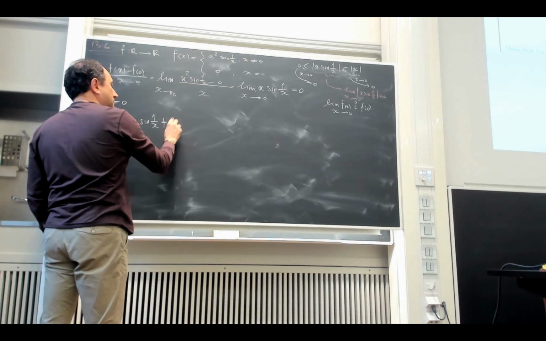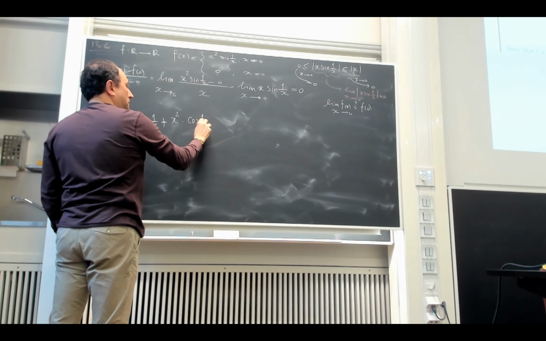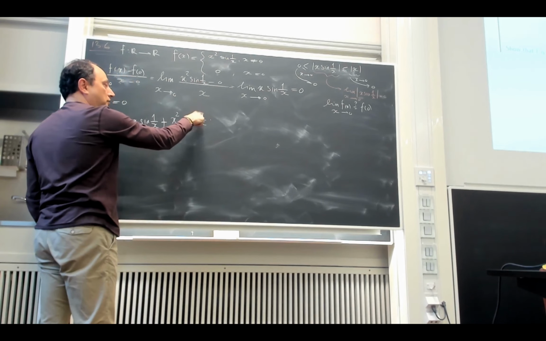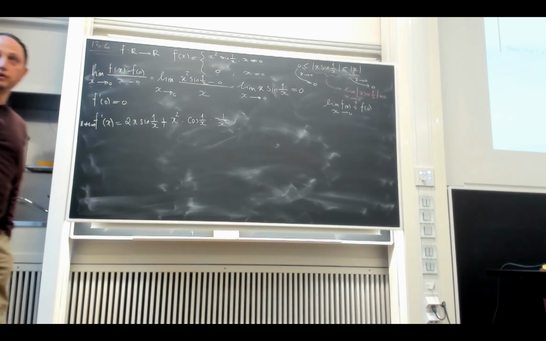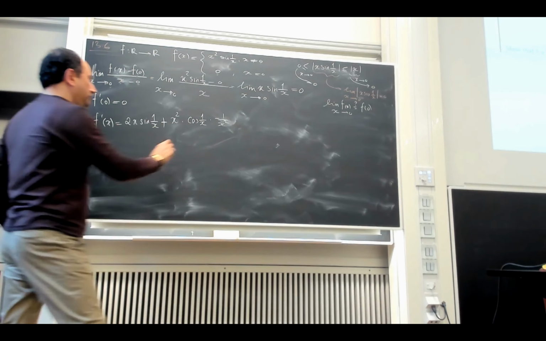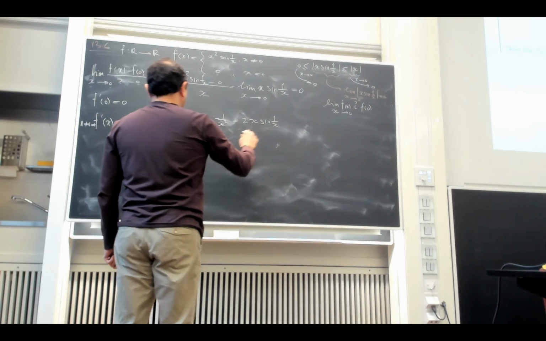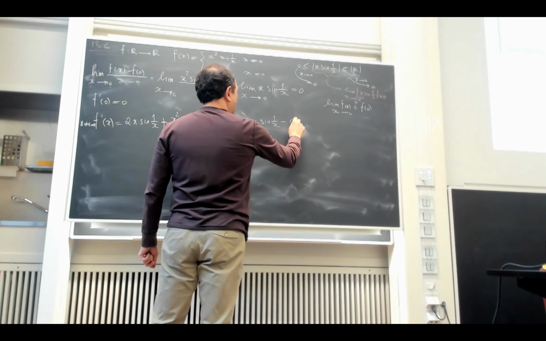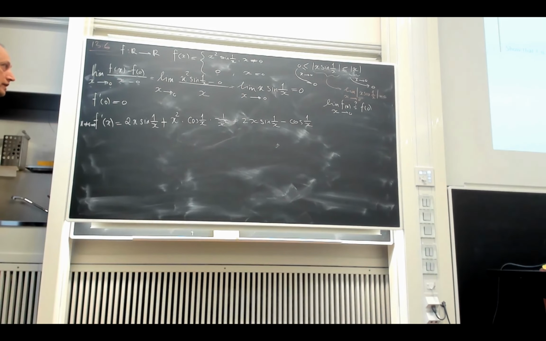The first one is x squared. The derivative of sine becomes cosine. But because of the chain rule, I have to multiply by the derivative of 1 over x, which is minus 1 over x squared. And then if you simplify it, it becomes 2x sine 1 over x. And this one and that one are cancelled, so I get this one. So this is f prime of x.